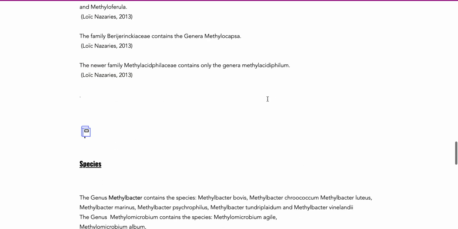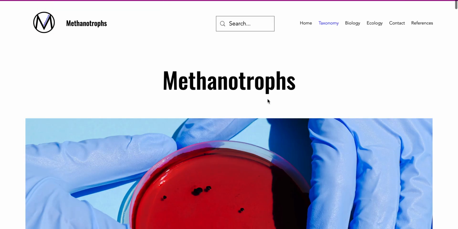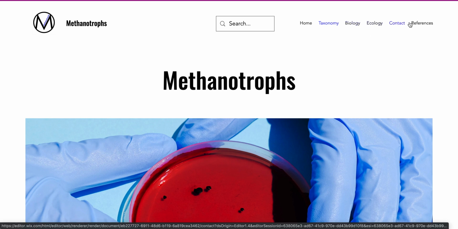And if we go back to the top, we have the search bar, so you can type in, let's say I wanted to find what the genus is, I could type this in. Of course I can't do this because this is the preview mode right now, but you can also look at the references.